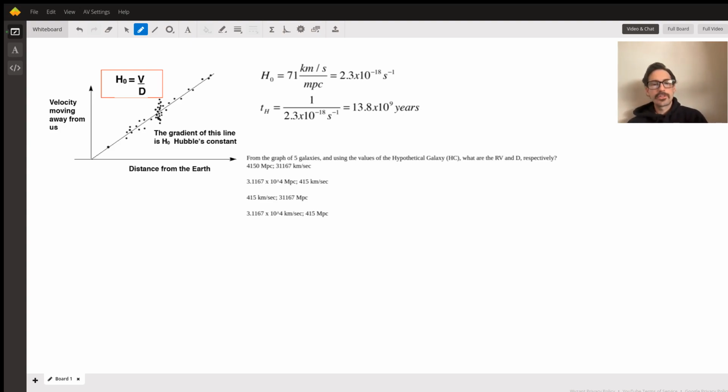But in this, we're really just looking at, can we identify units? And so the real question here is, what are the RV and D respectively? So again, RV is recessional velocity and D is distance. So we're really just talking about units, and can we identify units here?